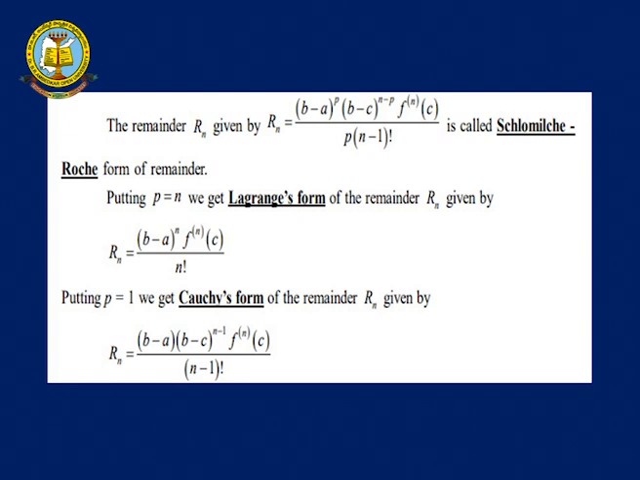So, using Taylor's theorem we find the remainder Rn in Lagrange form and in Cauchy form. The difference is that if we substitute p equal to n, we get the Lagrange form of the remainder Rn, and if we substitute p equal to 1, we get the Cauchy form of the remainder Rn. So, this is the Taylor's theorem.